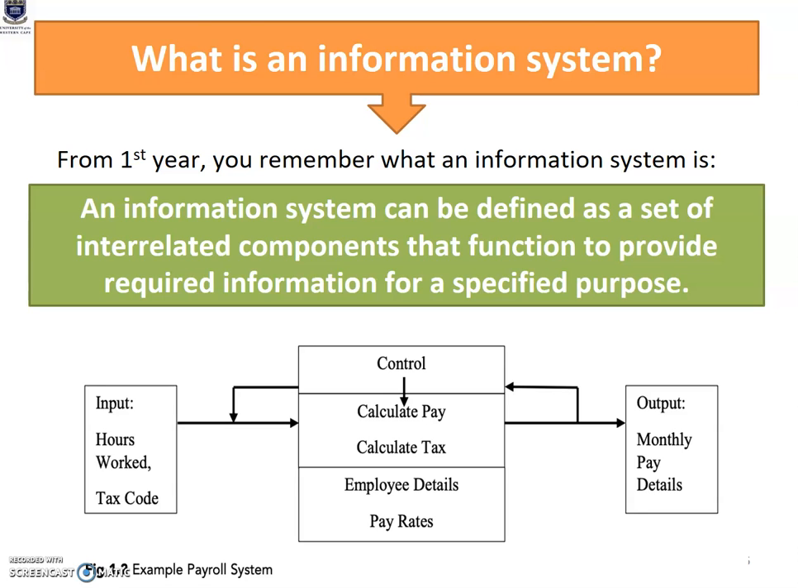Let's look at figure 1.2. The diagram illustrates the basic elements of a payroll system. The inputs include employees' hours worked and their employee tax code. This data, along with previously stored data such as pay rate and employee details, would be used within the system process to calculate tax and calculate pay in order to calculate the employee's pay.